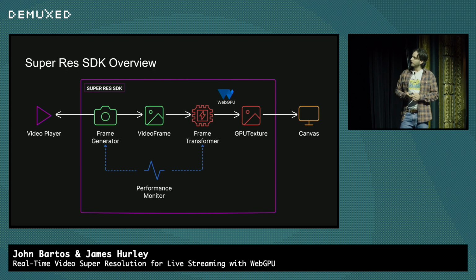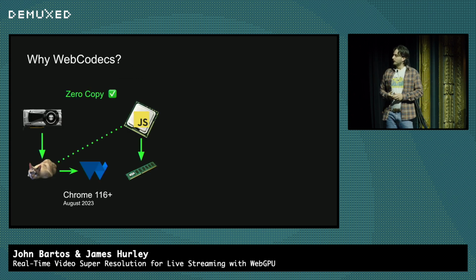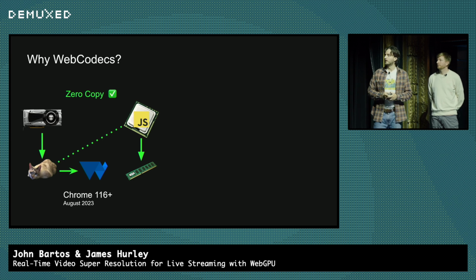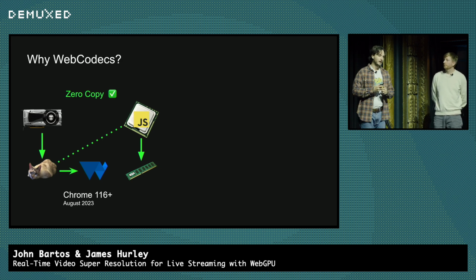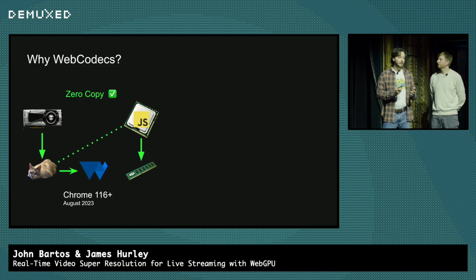So let's take a look at the first part of this system, the frame generator, and why WebCodecs. The reason is because WebCodecs and WebGPU play very nicely together. Hardware-decoded video frames already live in GPU memory. And the WebCodecs video frame object gives us a handle to that frame in memory, which we can then zero-copy import into WebGPU. Zero-copy is not free, but it is very fast.